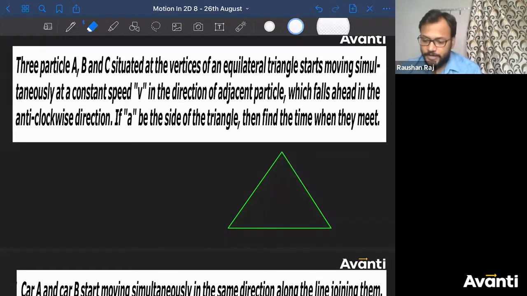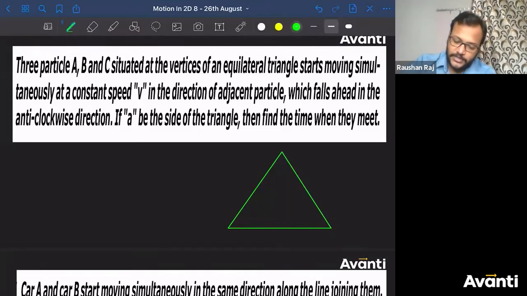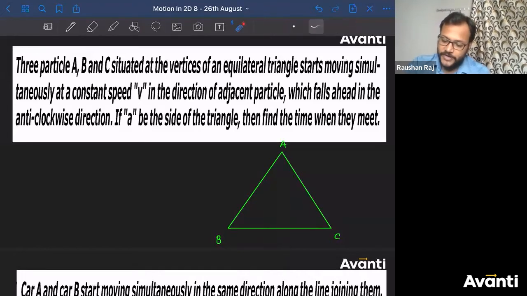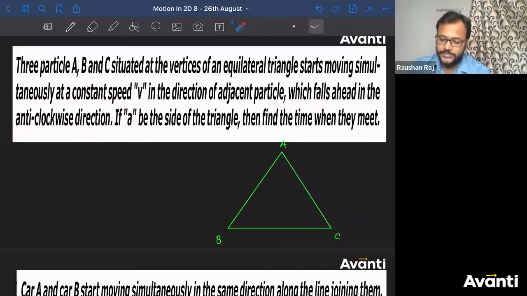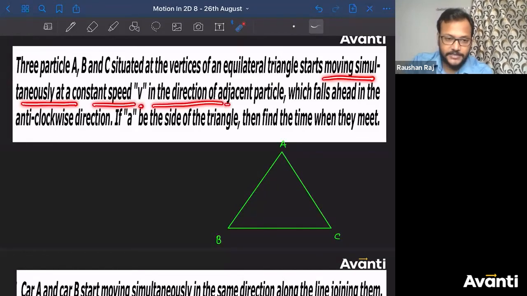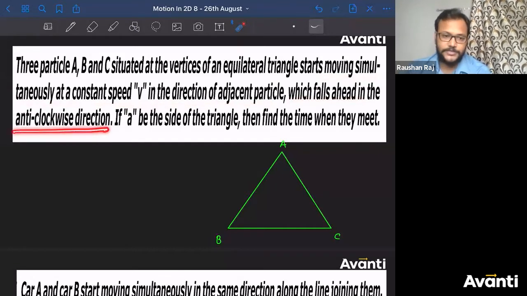They start moving simultaneously at a constant speed v in the direction of the adjacent particle. So let us name these points A, B, and C. They are going to move in the anti-clockwise direction, toward the particle which falls ahead in the anti-clockwise direction. What is the meaning of this? They're moving simultaneously at a constant speed v in the direction of the adjacent particle which falls ahead in the anti-clockwise direction.